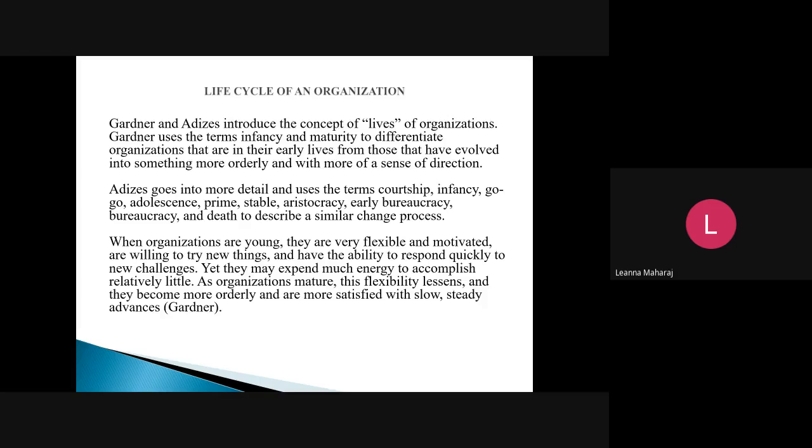So according to Gardner, when organizations are young, they are flexible and motivated and willing to try new things and have the ability to respond quickly to new challenges. Yet, they may expend much energy to accomplish relatively little. But as organizations mature, the flexibility lessens and it becomes more orderly and more satisfied with slow and steady advances.